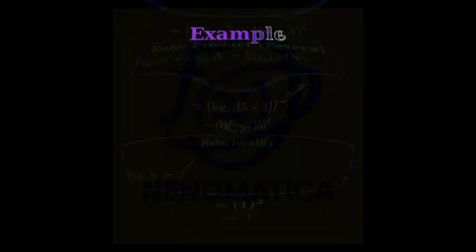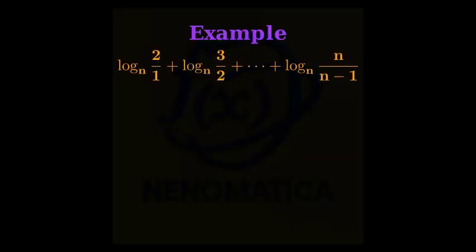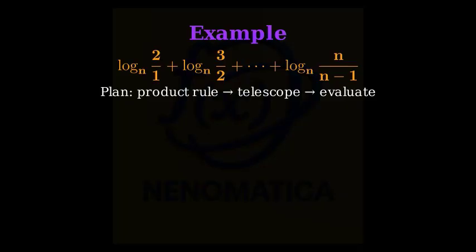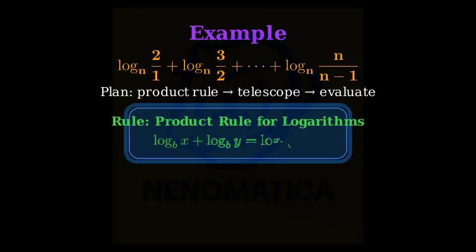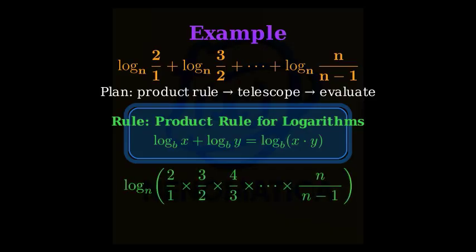In this example, we will evaluate a telescoping sum of logarithms. We'll follow 3 simple steps. Combine using the product rule, simplify the product by cancellation, and finally evaluate the remaining logarithm. Step 1. Use the product rule for logarithms. Log base b of x plus log base b of y equals log base b of x times y. So our sum becomes a single logarithm of the product of all those fractions.